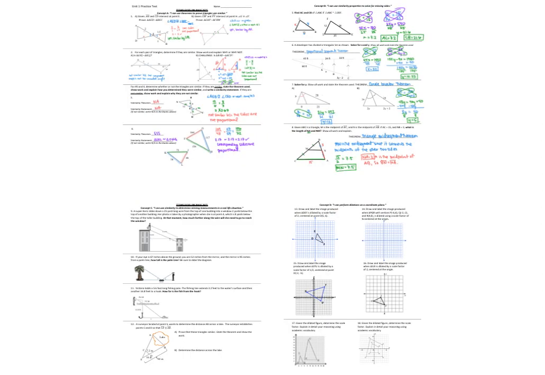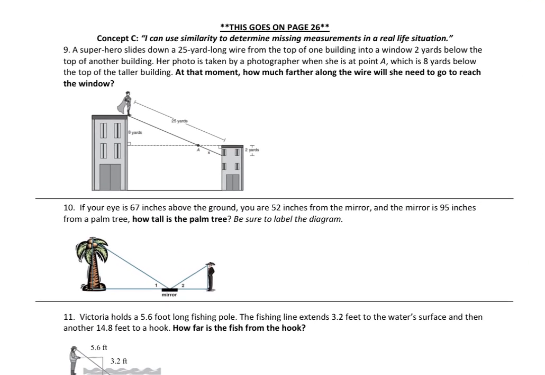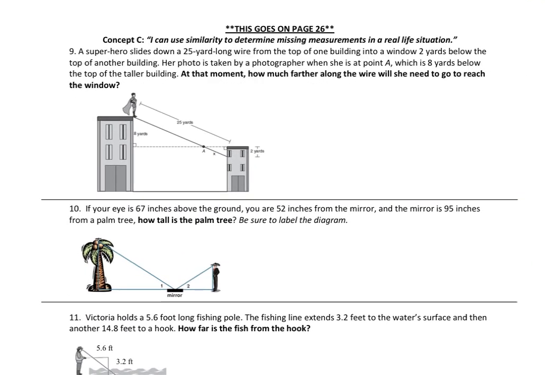All right. So now let's take a look at concept C. So these are the word problems. All right, so starting with number 9, it says a superhero slides down a 25-yard wire. So that wire stretches from there to there. And it says that the window's 2 yards below the top of another building. So that's that part right there.